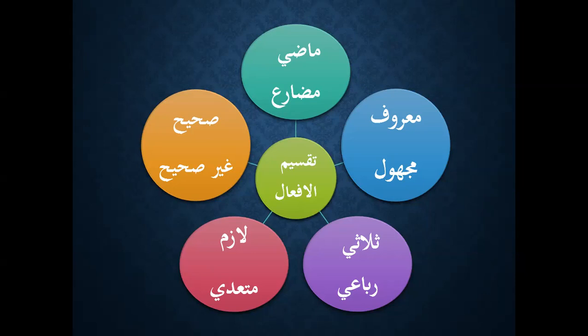And then is it lazim or mutaaddi? Lazim means something which is intransitive, and mutaaddi is transitive. So that is one way of looking at that. And then, is it sahih or ghair sahih? Is it sound or is it defective in any way with regards to its morphology, with regards to its structure? So we cover all of those, and there are many more things that we can talk about with regards to the classifications, so that you have different ways of looking at that.